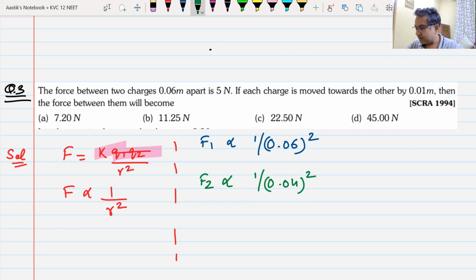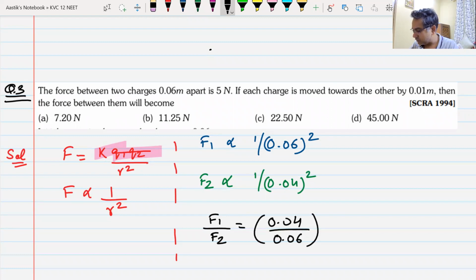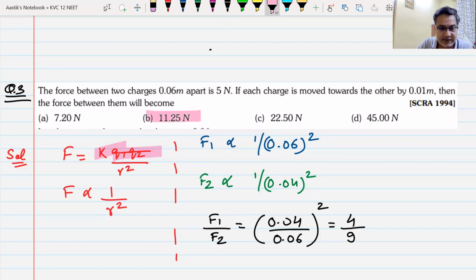Yes, sir. So I can find out the ratio then. F1 by F2 will be equal to 0.04 divided by 0.06 whole square. This will be coming as 2 by 3 whole square, 4 by 9. F1 by F2 is 4 by 9. You already know the value of F1. You can find out the value of F2. I think F2 is coming as 11.25 newtons. Are we getting the same answer? Yes or no?